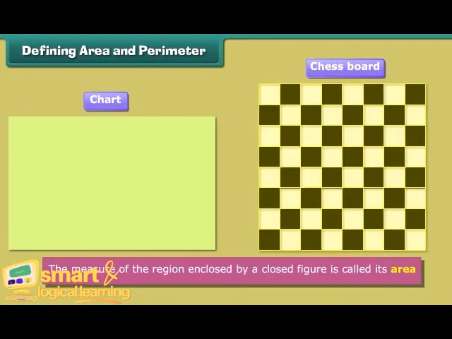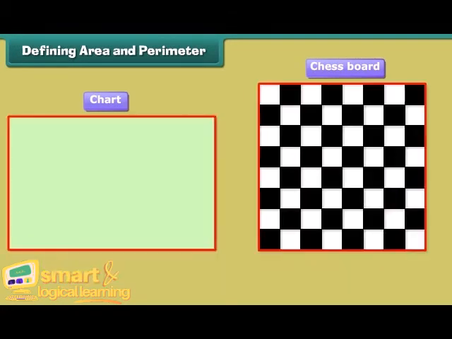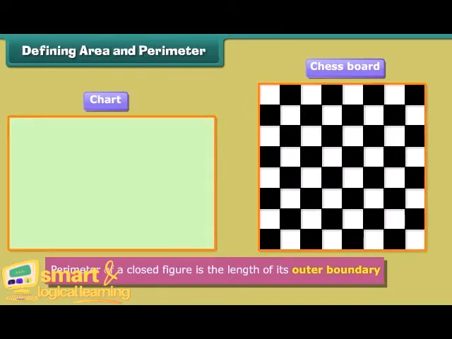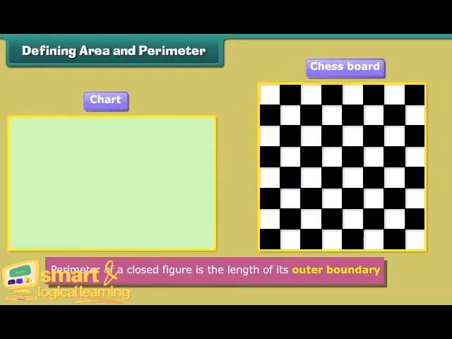The measure of the region enclosed by a closed figure is called its area. Perimeter of a closed figure is the length of its outer boundary. Let us now find the ways of calculating area and perimeter of rectangles and squares.